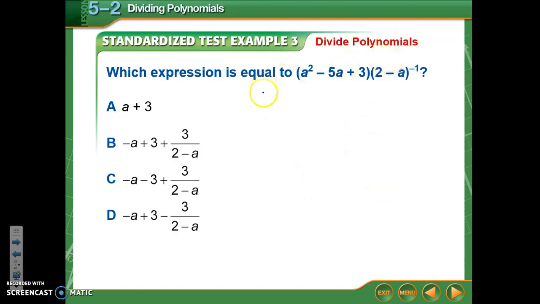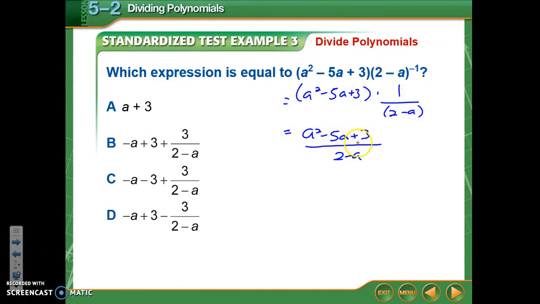Okay, let's look at this example. This is a standardized test example, but it's asking us here, which expression equals this? A squared minus 5a plus 3 times 2 minus a to the negative 1. Well, remember that 2 minus a to the negative 1 is like a reciprocal because of the negative exponent. So this is actually a division problem. A squared minus 5a plus 3 divided by 2 minus a.